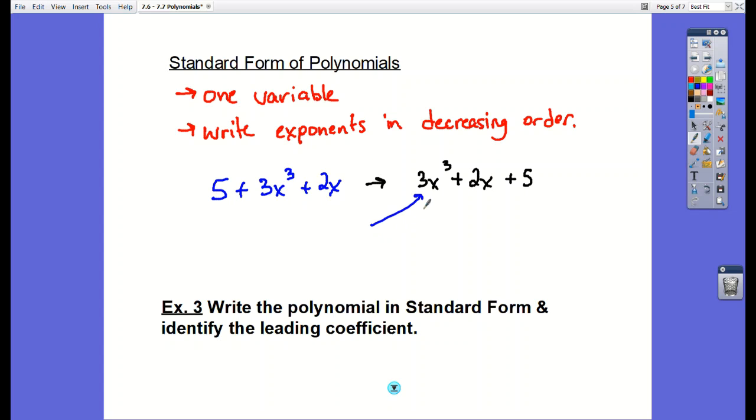Now, one more piece about this, and once again, the vocab we're using, we're saying it for a reason. It comes up again and again. This number up front is called the leading coefficient. It won't come up until chapter 8, in just a couple weeks, but this does become an important number to talk about. It's the number in front when it's in standard form. So 5 is not the leading coefficient. Regardless of how it's written, it's always 3. All right?